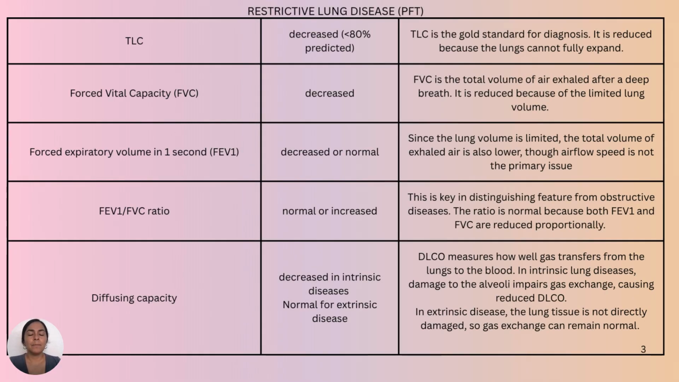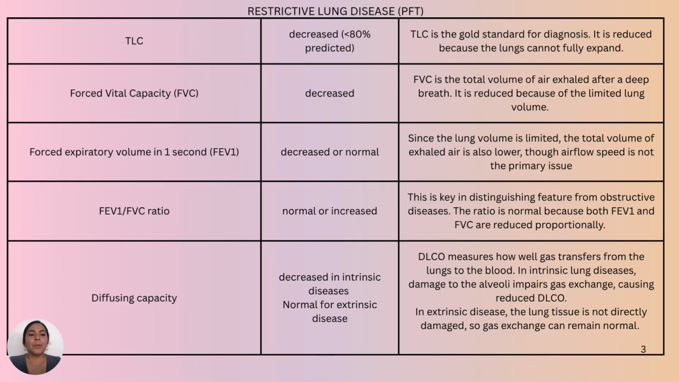TLC, total lung capacity, will be decreased, less than 80% of predicted. TLC is the gold standard for diagnosis. It is reduced because the lungs cannot fully expand. Forced vital capacity, FVC, will also be decreased. FVC is the total volume of air exhaled after a deep breath. It is reduced because of the limited lung volume.